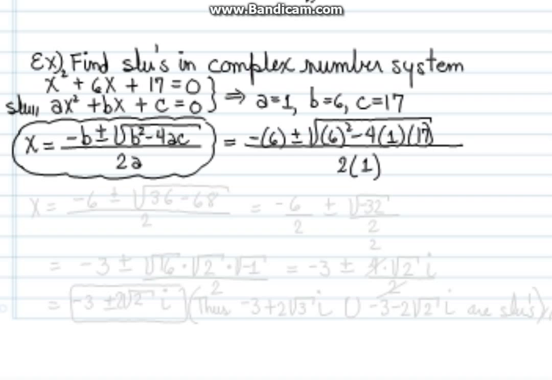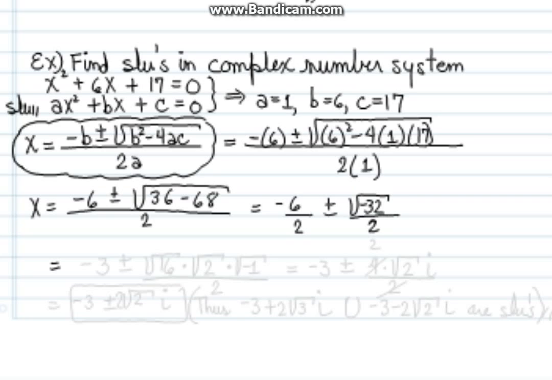Okay, now let's drop the parentheses and start simplifying. We get x equals, in the numerator, negative 6 plus or minus the square root of 36 minus 68, over 2. That can be broken apart as negative 6 over 2 plus or minus the square root of negative 32 over 2. And then we simplify further by factoring the square root of negative 32. And we get the square root of 16 times the square root of 2 times the square root of negative 1, don't forget that, all over 2.